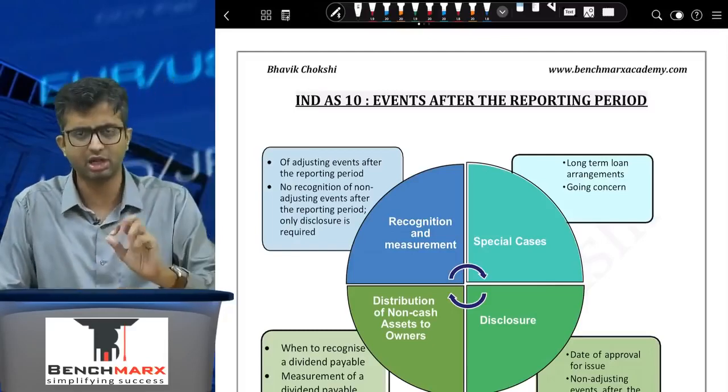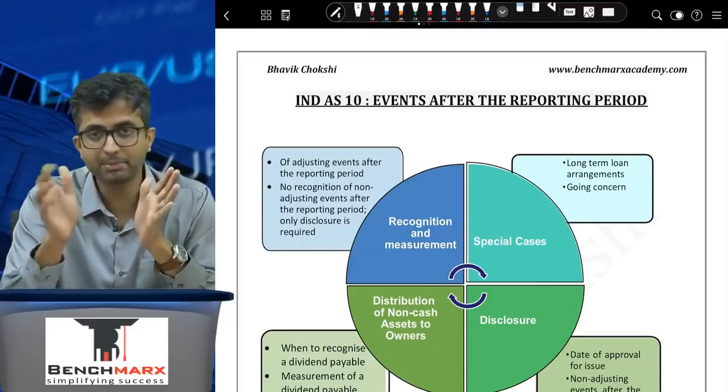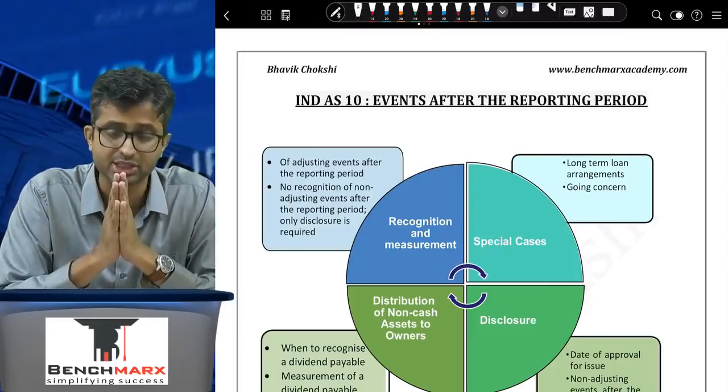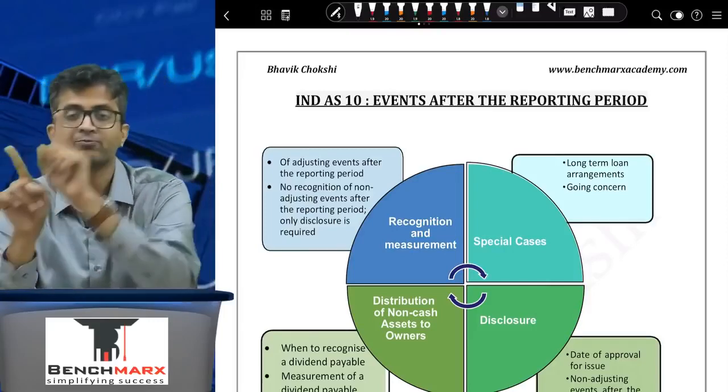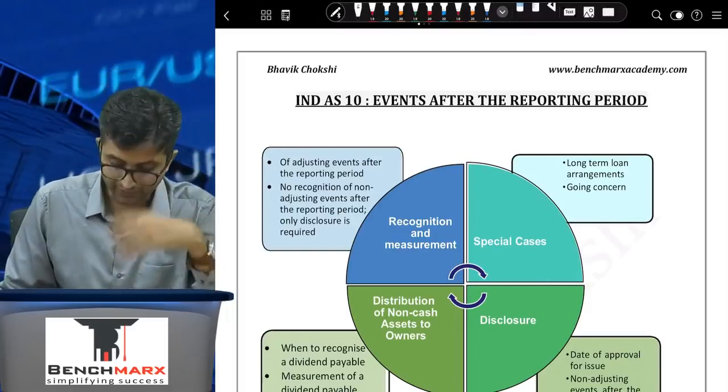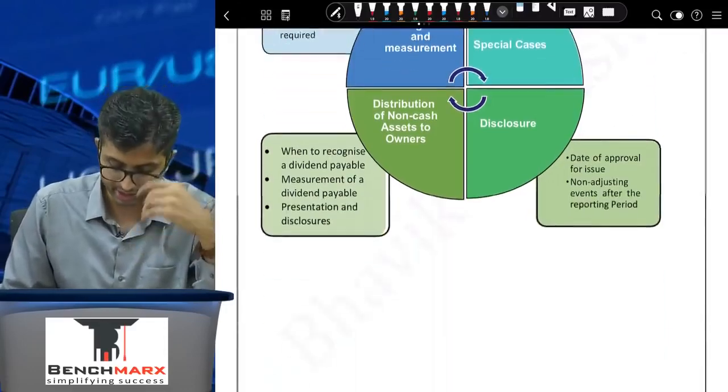Non-adjusting events are, on the other hand, those events which are new events that arise after the balance sheet date but are material. For example, a dividend is declared in the post-balance sheet period or an amalgamation is announced in the post-balance sheet period are non-adjusting events. Non-adjusting events have to be disclosed in the notes. If material, adjusting events have to be adjusted in the accounts. Whether it is material or not, they have to be adjusted.